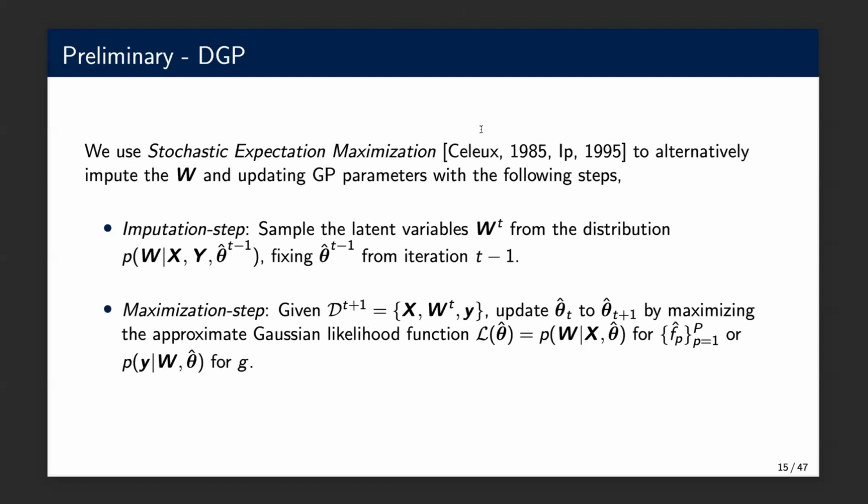So in this framework, we use stochastic expectation maximization to alternately impute the unknown W and update each GP's parameters, iteratively. In each inner loop, we perform the imputation step by fixing the parameters of each GP and the global output and input. We can sample the latent variables W from the distribution. And once we have the samples, we can plug them back in to maximize the likelihood with respect to each GP's parameters.